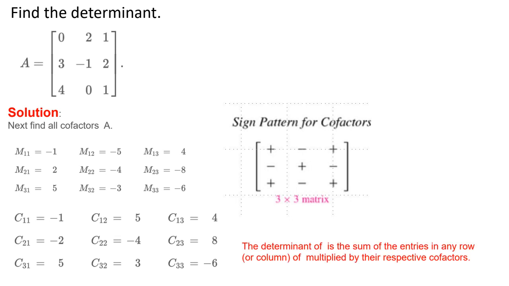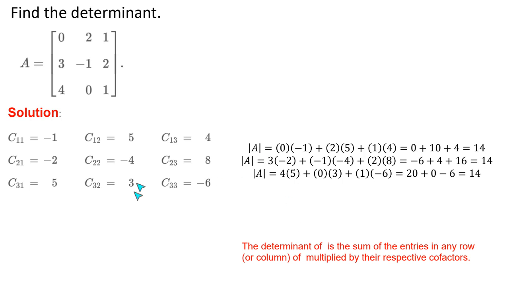Okay? So what we're going to do now is the determinant is going to be the sum of any row or column once we have multiplied by the cofactor. So here we did the 0 times 1, then the 2 times 5, the 1 times 4. And so we would end up with 0 plus 10 plus 4, and then we would get our 14. But if you take any row or any column, then we would have that same number.